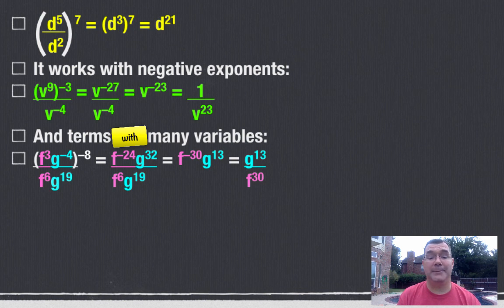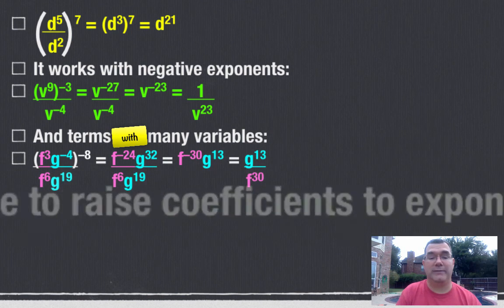Now I can divide. f to the negative 24 divided by f to the 6 is f to the negative 24 minus 6, which is f to the negative 30. And then g to the 32 divided by g to the 19 is g to the 32 minus 19, which is g to the 13. And since the f has a negative exponent, I can move that to the bottom of the fraction and make that f to the positive 30 on the bottom of the fraction. g to the 13 is fine. It has a positive exponent, so I will leave that where it is.